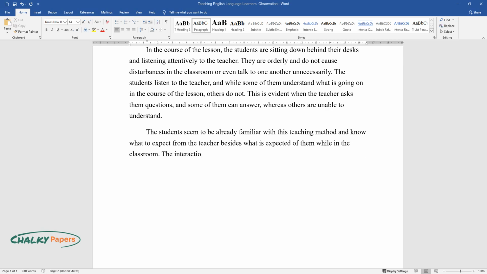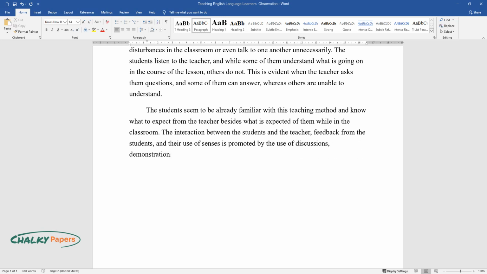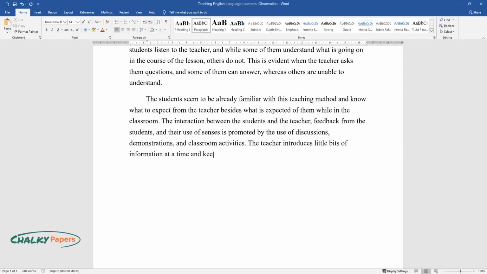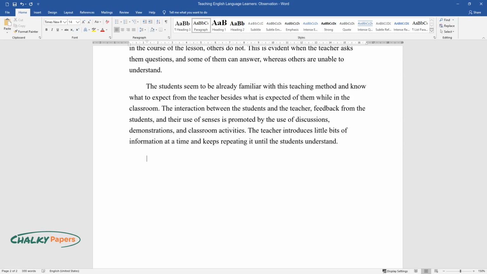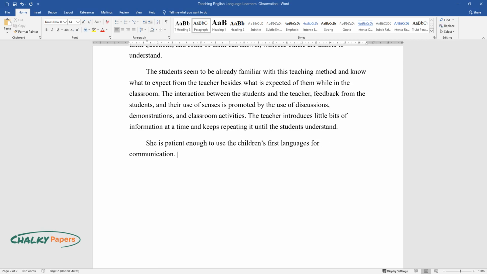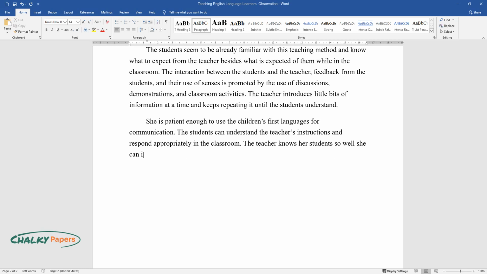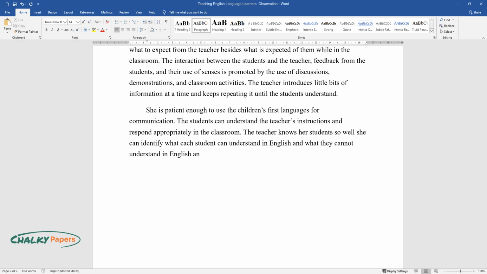The interaction between the students and the teacher, feedback from the students, and their use of senses is promoted by the use of discussions, demonstrations, and classroom activities. The teacher introduces little bits of information at a time and keeps repeating it until the students understand. She is patient enough to use the children's first languages for communication. The students can understand the teacher's instructions and respond appropriately in the classroom. The teacher knows her students so well she can identify what each student can understand in English and what they cannot understand in English, and has learned to communicate with her students despite its difficulty.